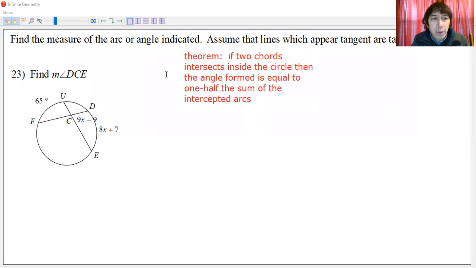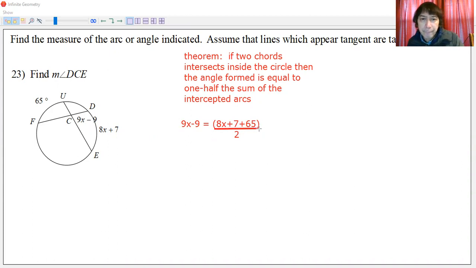Okay, and so our working equation will be the angle 9x minus 9. You can see the diagram for the angles and chords and arcs. Our angle is expressed 9x minus 9. That's the angle. Our two arcs will be added. So this is 8x plus 7. We will add the 65 arc, and we shall divide this by 2. There. And this is our working equation.